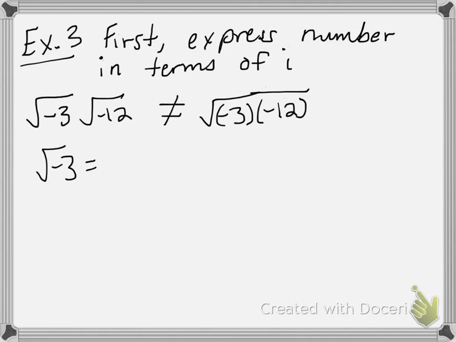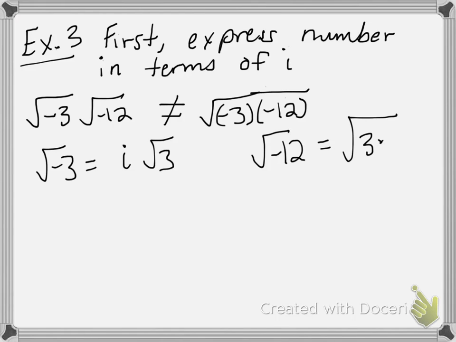We know that that's going to be I times radical 3. And then the square root of negative 12 is the same as, well, 12 is not a perfect square, but 4 is. So we can break that down into the square root of 3 times 4 times negative 1. 4 comes out as 2, negative 1 comes out as I, so it's going to be 2I radical 3.